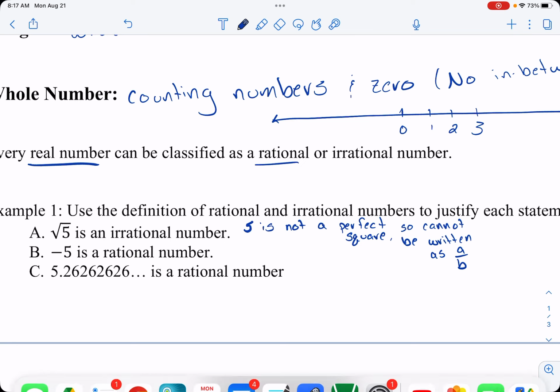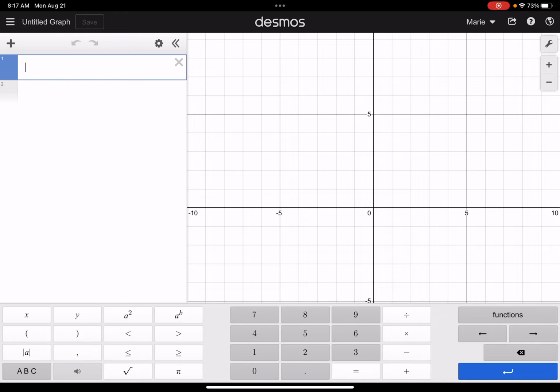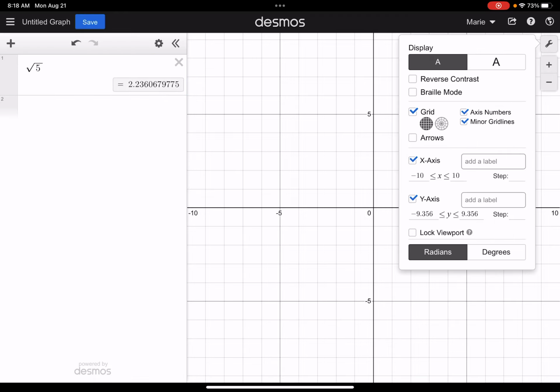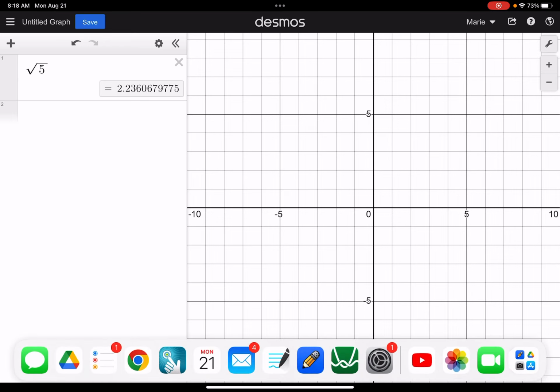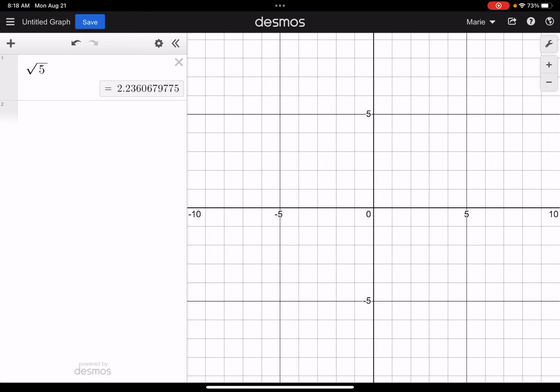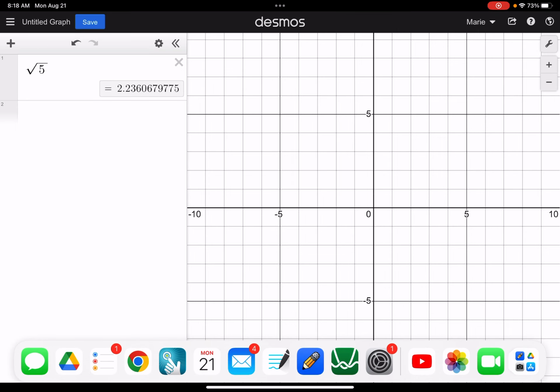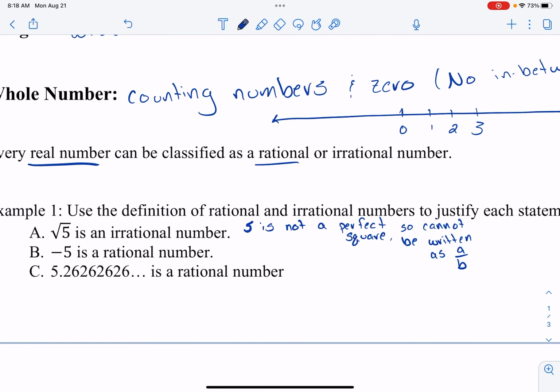If we go ahead and look at a calculator and type in the square root of 5, we get 2.23606797775. You can tell there's no repeating pattern there. It's non-ending. It doesn't actually end there; this is just the rounded version of it. It's a non-ending, non-repeating decimal, so that's what makes it irrational.